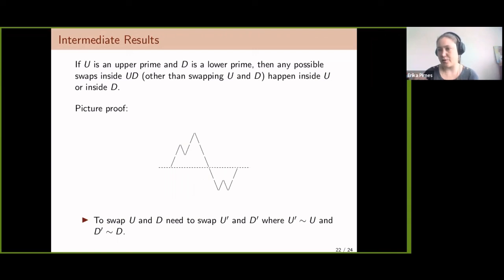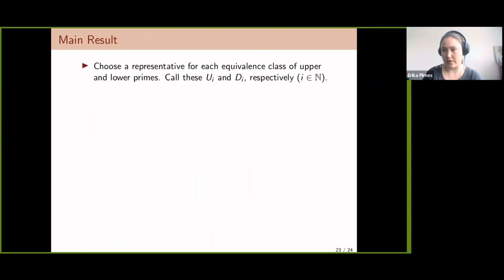But basically, in order to do that, I need to be able to swap one representative of the class of U and one representative of the class of D. That's what I need. Without that, I just cannot do it. And that's what this result tells me. Okay, and I think, yes, we're ready to state the main result.